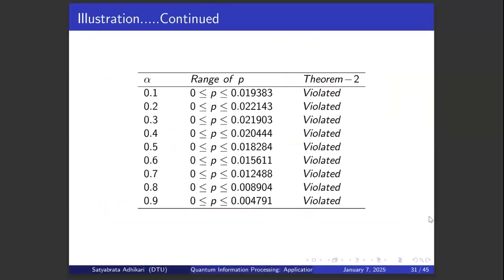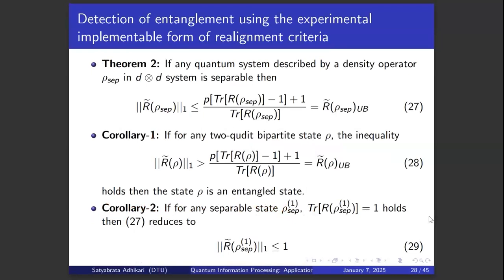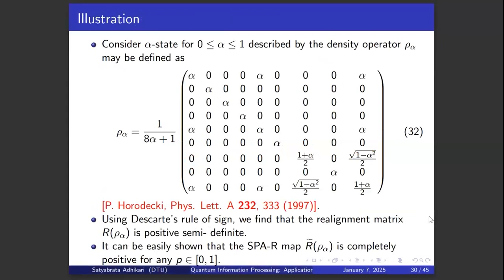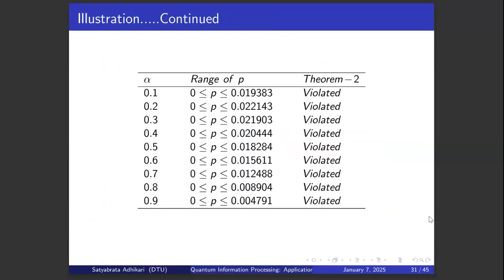Here we take alpha going from 0.1 to 0.9, and we find that theorem 2, the separability criteria, is violated. This means that corollary 1 is true, and since corollary 1 is true, it indicates that the state rho alpha is entangled for alpha equals 0.1, 0.2, up to 0.9.